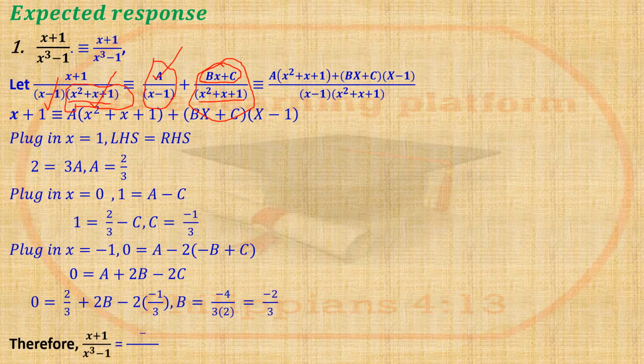So therefore, the expression x plus 1 over x cubed minus 1 will be partialized, and the final answer will be 2x plus 1 over 3, will be 2 over 3 into x minus 1, minus. So this is the resultant thing.